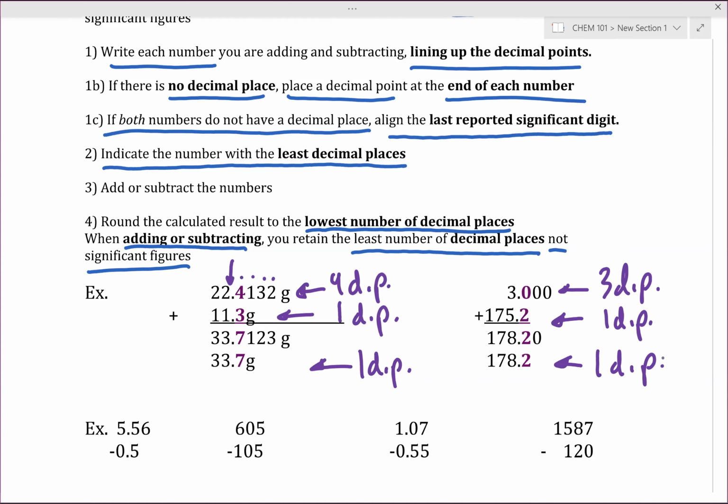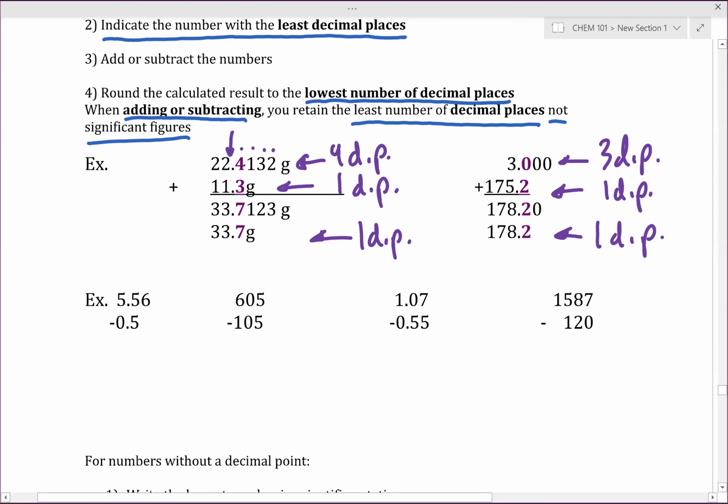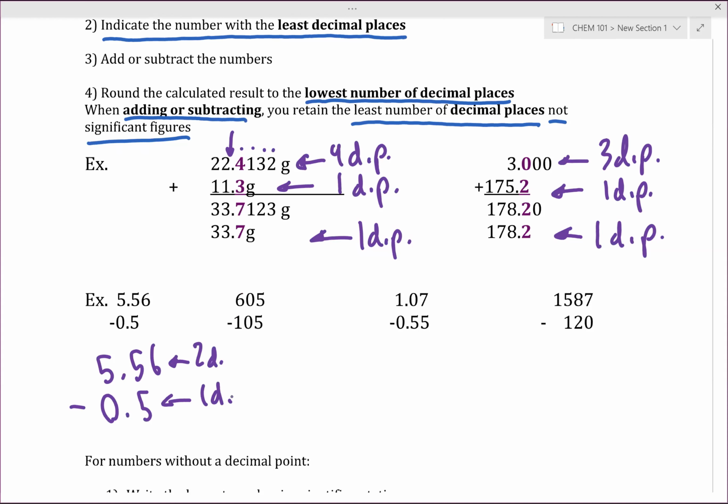So let's keep going with this, and let's talk a little bit about a few representative examples. So let's tackle 5.56 minus 0.5. So how many decimal places does our top number have? 2. Has 2 decimal places. Okay, how many decimal places does our bottom number have? 1. Has 1 decimal place. So if we punch this into our calculator, 5.56 minus 0.5, we get 5.06.